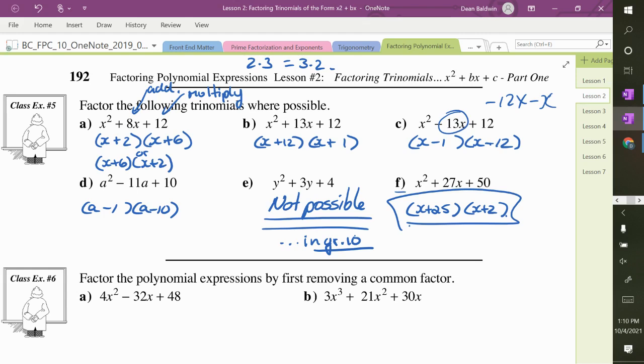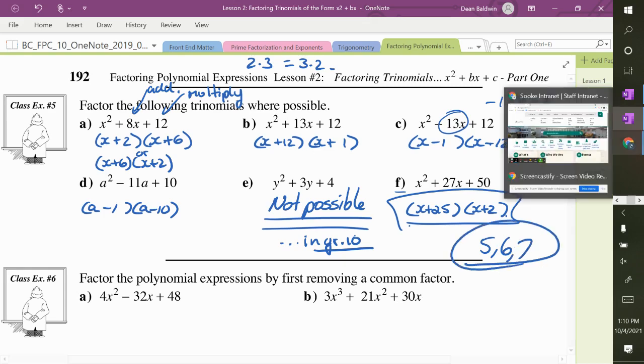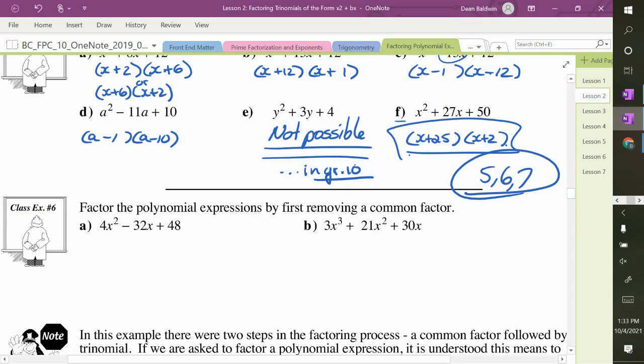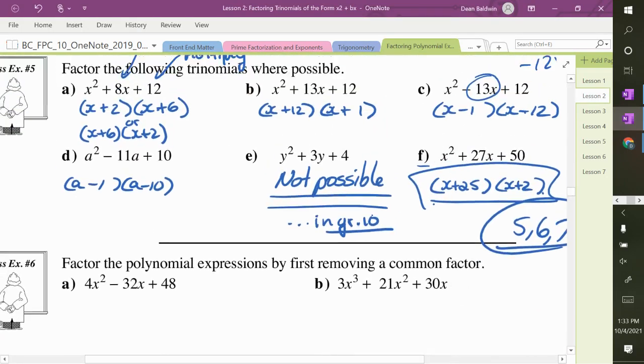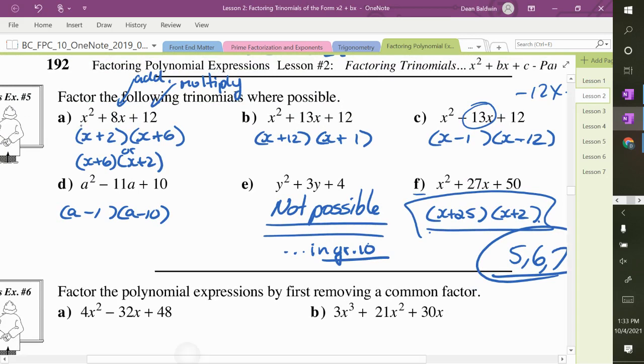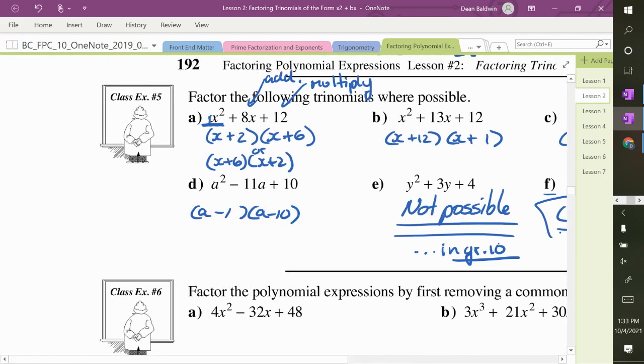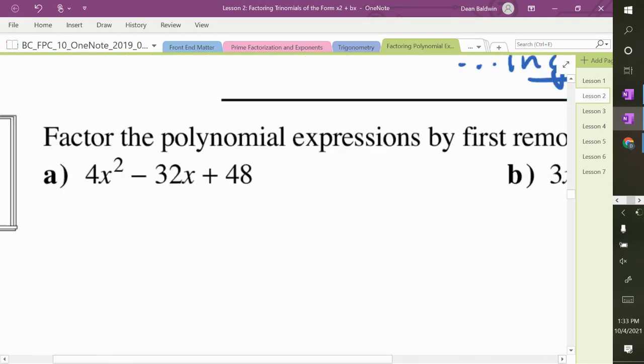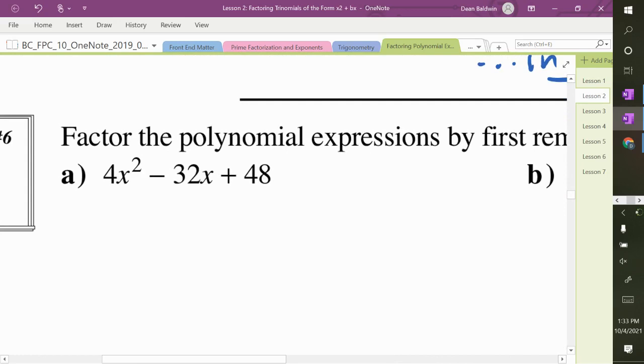All right. I need you to do 5, 6, and 7. Before you do that, though, every trinomial that we've done so far, if you look at the first term, what number is in front of the x squared there? A 1, right? Every one has a 1 in front of it, even the one that wasn't possible. Okay? What about this guy? It's got a 4, it doesn't have a 1.